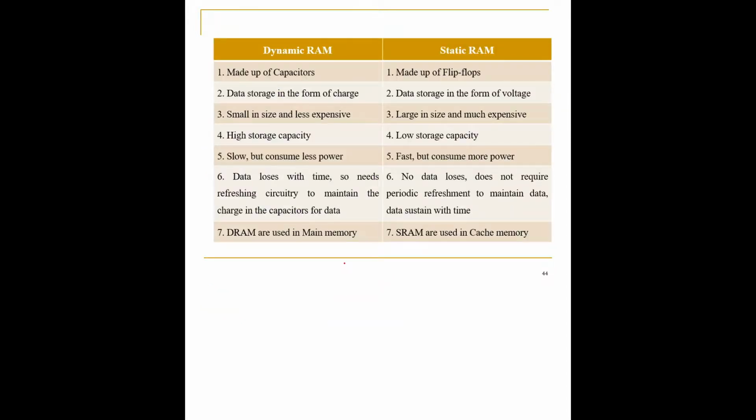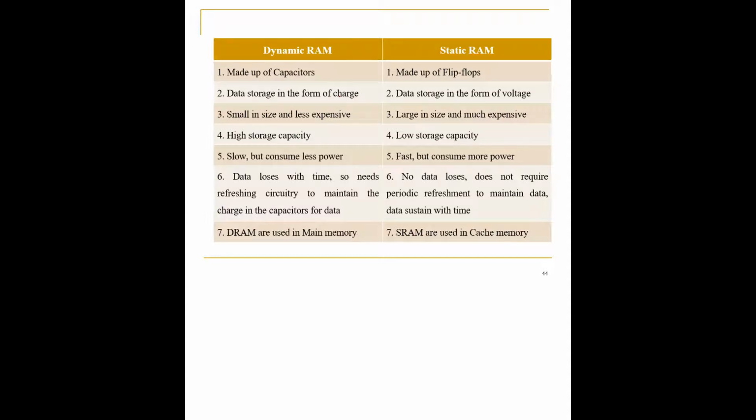The differences between dynamic and static RAMs are given here. This is made up of capacitors. Capacitors can lose the charges. So if the capacitor should maintain the charges, what should I do? I should keep on charging it. That is DRAM. This is made up of flip-flops. Flip-flops you would have studied. It will be storing the data permanently until and unless you want to change the data externally.